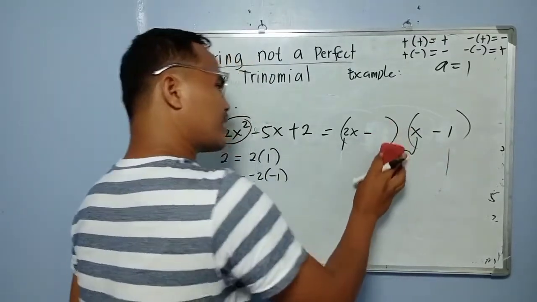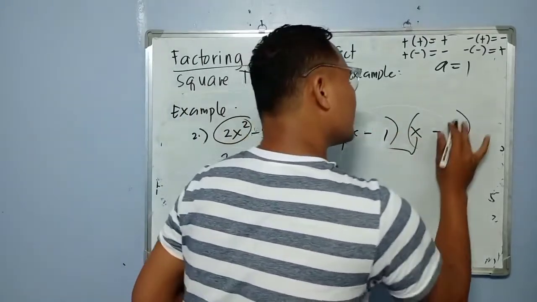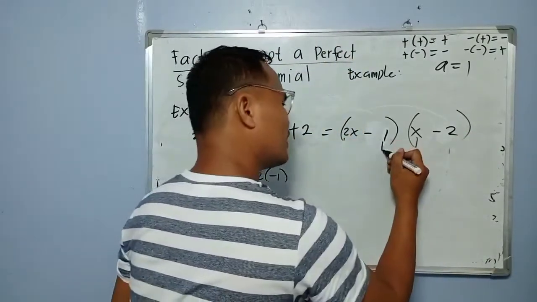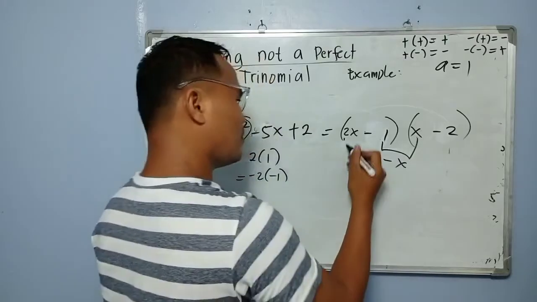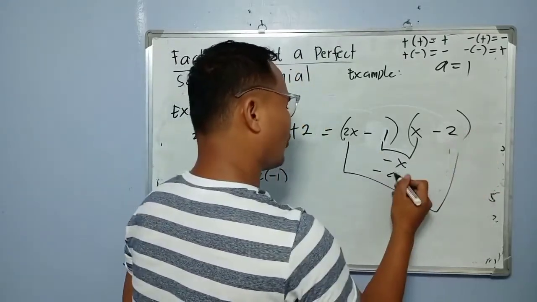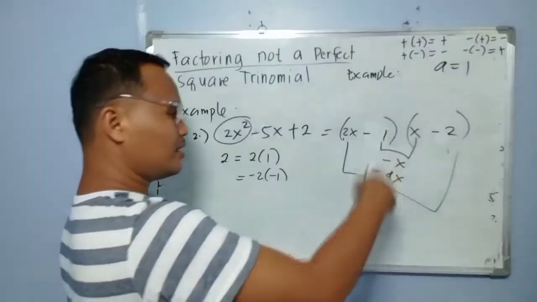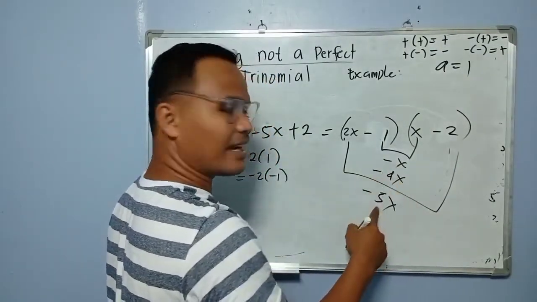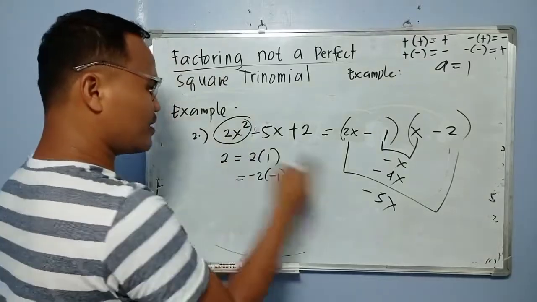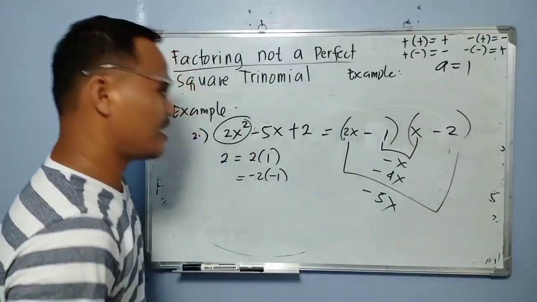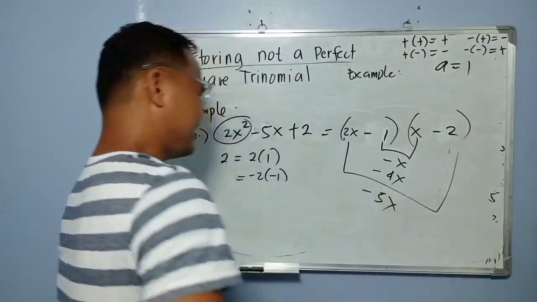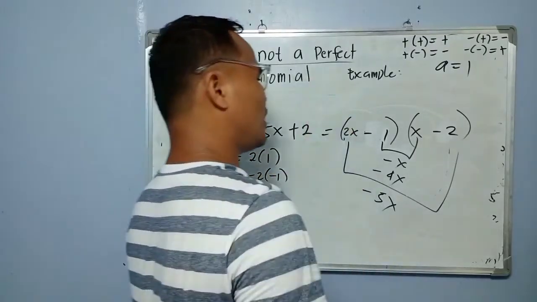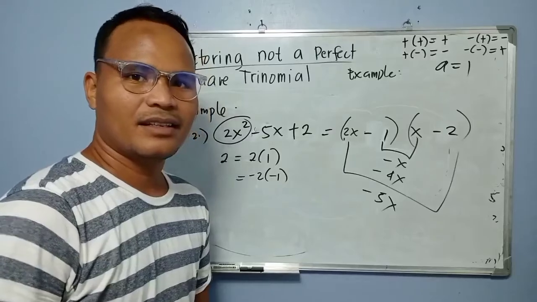If we interchange the numbers, we have here 1 and here 2. Let us check again by multiplying the inner, that's negative x, and multiplying the outer, that's negative 4x. Add, that's negative 5x, because negative 1 plus negative 4 is negative 5x. Are they the same? Yes, they are the same. So therefore, the factors of 2x squared minus 5x plus 2 are 2x minus 1 times x minus 2.